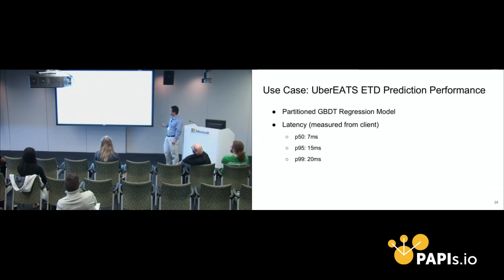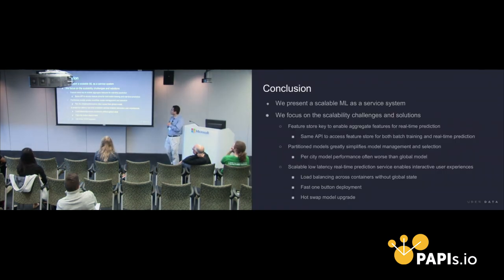So this is a performance number. As I said, we train a partitioned gradient boosted tree regression model to predict the estimated time to delivery in the Eats app. If we measure the latency from the client backend, our 50th percentile latency is just 7 milliseconds, and the 95th percentile is 15 milliseconds. I think we got a pretty good number. We can further optimize, but at this point we're pretty happy with it.